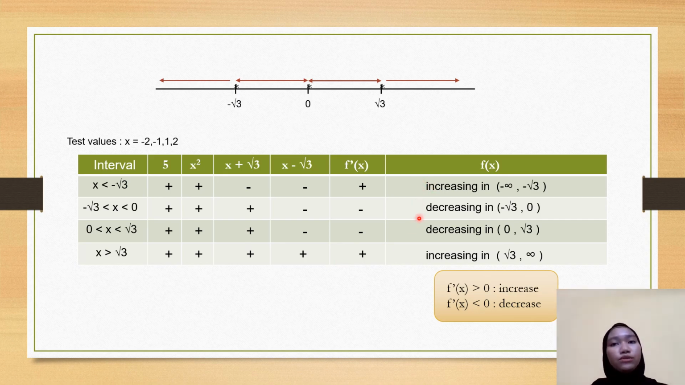So, how do we know whether f(x) is increasing or decreasing? We see here, positive is greater than 0, so that means f(x) is increasing in (-∞, -√3). For the second column, we got negative, which is smaller than 0, so f(x) is decreasing in (-√3, 0). For the third column, f'(x) is negative, which is smaller than 0, so it is decreasing in (0, √3). And the last we got positive, which is greater than 0, so it is increasing in (√3, ∞).